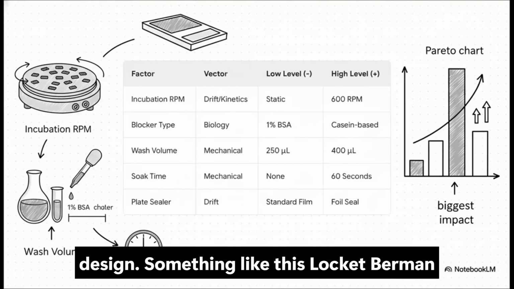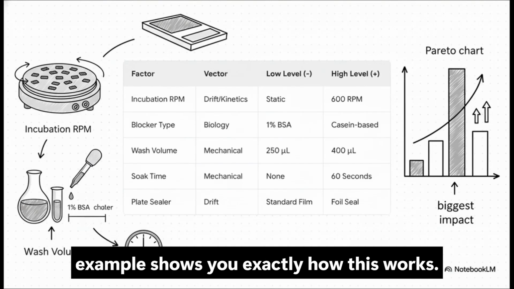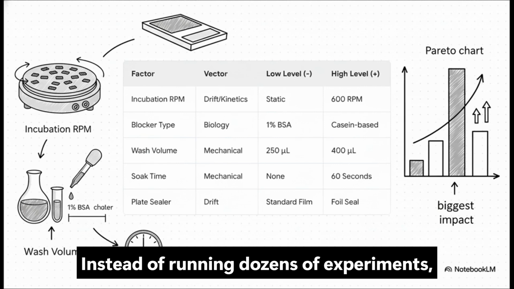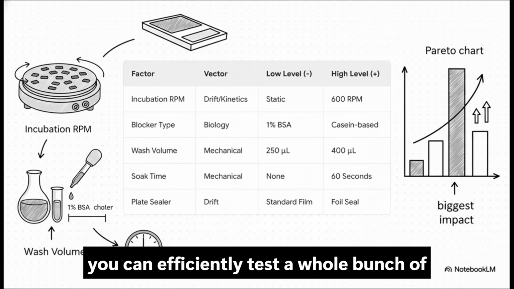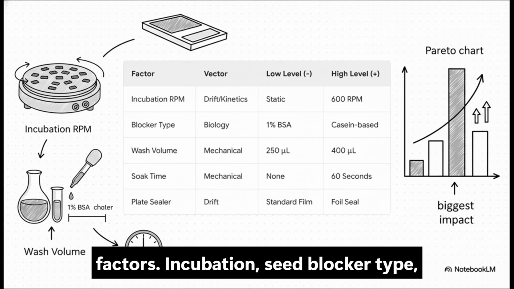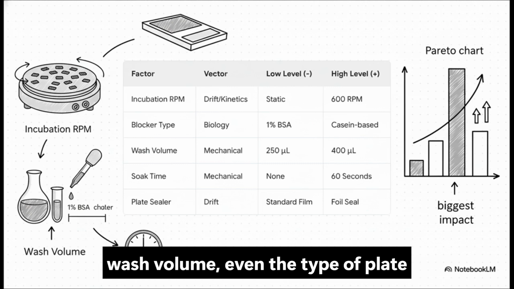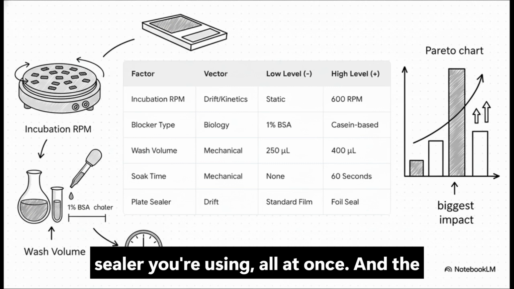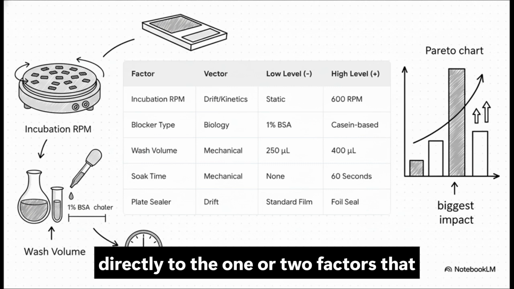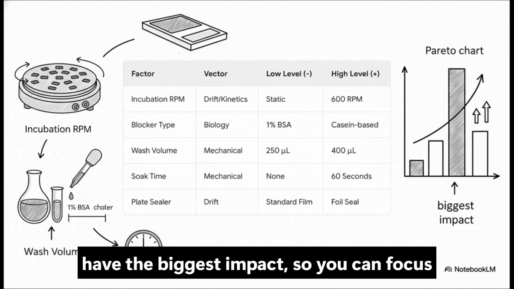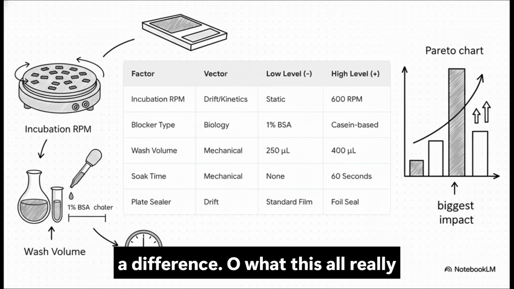A screening design, something like this Plackett-Burman example, shows you exactly how this works. Instead of running dozens of experiments, you can efficiently test a whole bunch of factors: incubation speed, blocker type, wash volume, even the type of plate sealer you're using, all at once. And the results will give you a chart that points directly to the 1 or 2 factors that have the biggest impact, so you can focus your efforts where they'll actually make a difference.